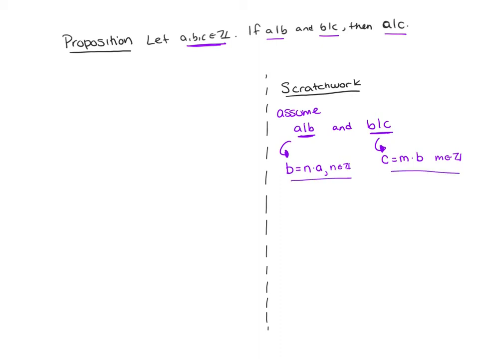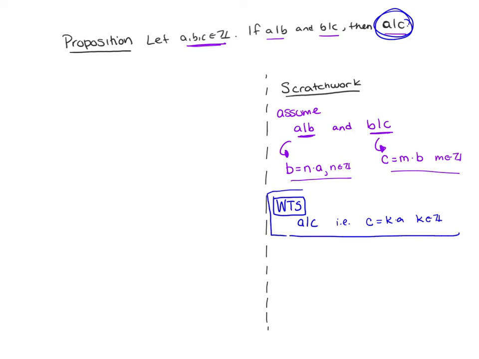Now, as I'm doing my scratch work, I also want to think about what I want to show. But it's really important when I start writing things down that I'm clear about what things I know for sure and what things I don't know. So I want to show that a divides c, which means that c is equal to some constant times a, where that constant is an integer. Whenever I write something down that I haven't shown yet, but I want to show, I'm going to stick that in a box to remind myself that I'm not actually there yet, because I can't use that in my proof. It's just what I'm hoping to end up at.